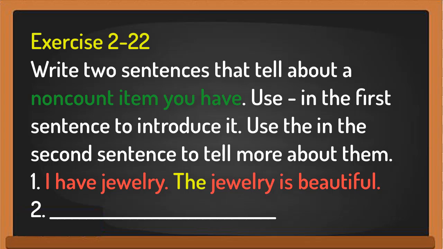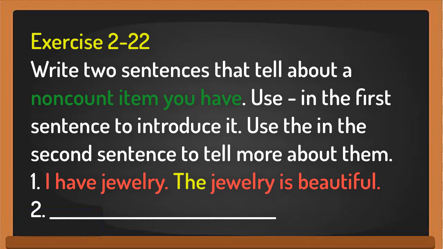Write 2 sentences that tell about a non-count item you have. So you have to use the non-count item. Use no article in the first sentence to introduce it, and then use the second one with the to tell more about them. For example, here I use jewelry for the non-count item. I have jewelry, without any articles, because this is a non-count noun. I have jewelry. And then I explain it, which jewelry? The jewelry is beautiful. So the jewelry that I have is beautiful. So people will know, well, beautiful is very general, but this is just an example. So I just make sure that the jewelry is mentioned with explanation.